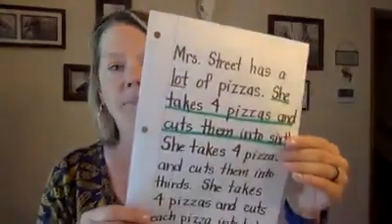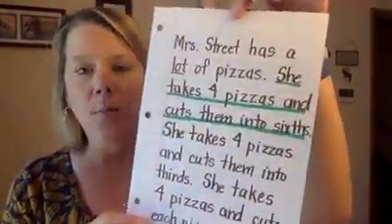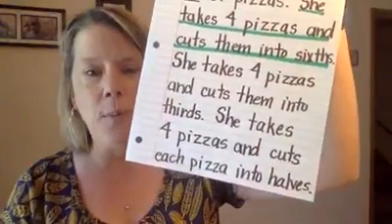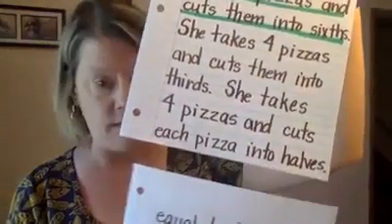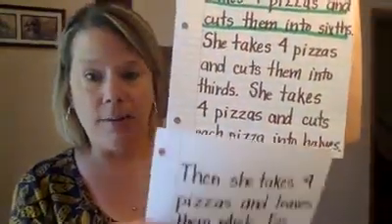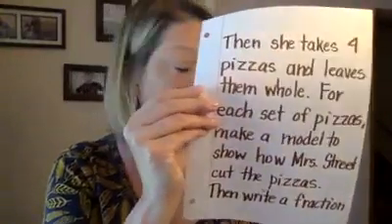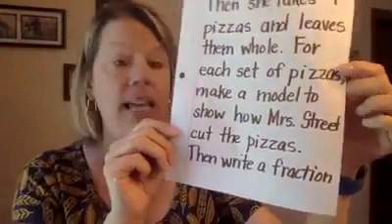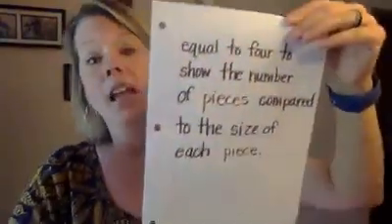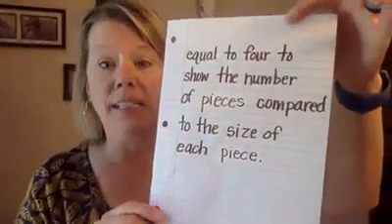Okay, we were also looking at, Miss Street talked about how she needed a teleprompter for this problem because it's huge. Okay, we talked about Miss Street has a lot of pizzas. She takes 4 pizzas and cuts them into sixths. She takes 4 pizzas and cuts them into thirds. She takes 4 pizzas and cuts each pizza into halves. Then she takes 4 pizzas and leaves them whole. For each set of pizzas, make a model to show how Miss Street cut the pizzas. Then write a fraction equal to 4 to show the number of pieces compared to the size of each piece. That's a lot.